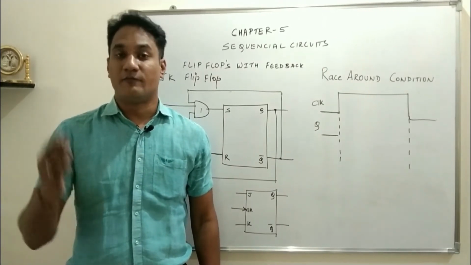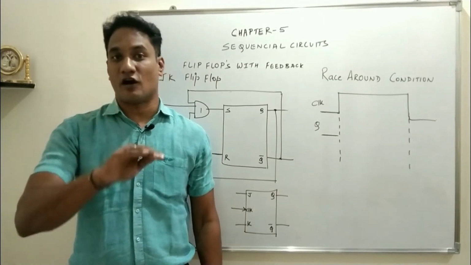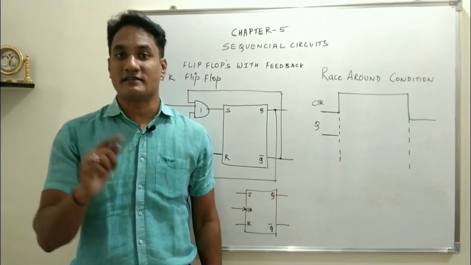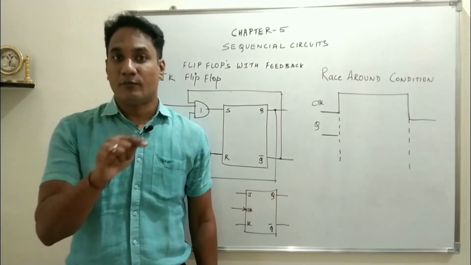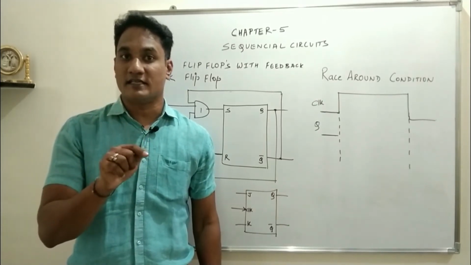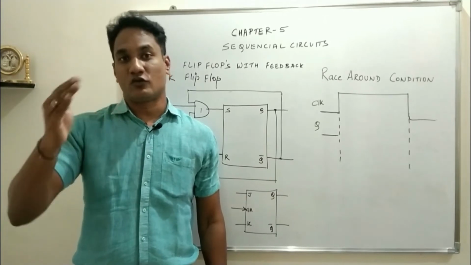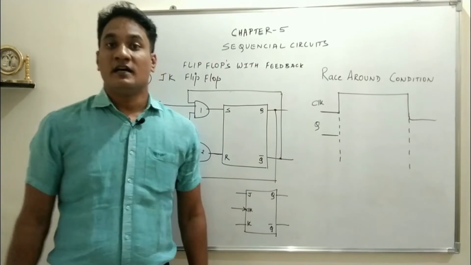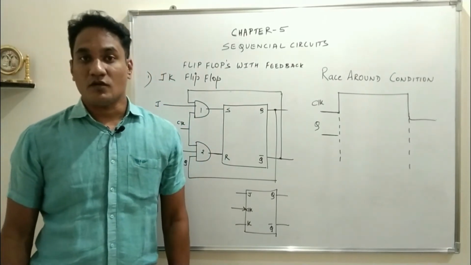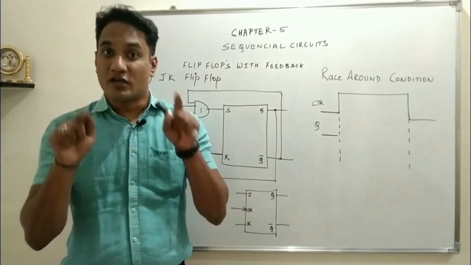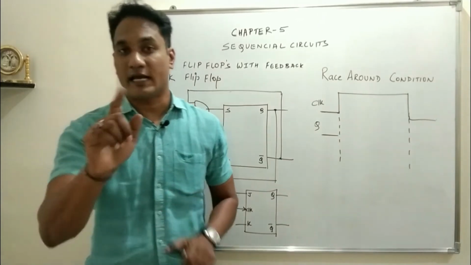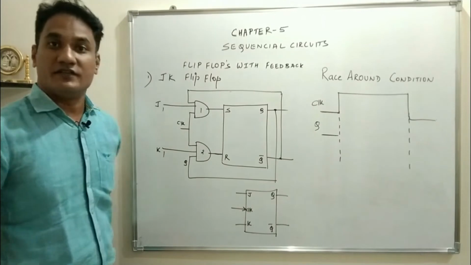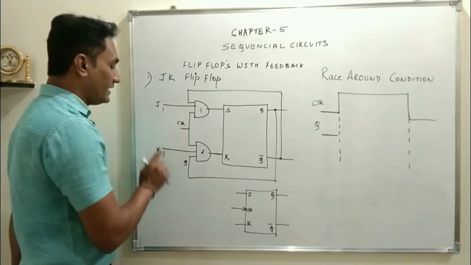That means if previously it is set, when the clock pulse is given, it will reset, or if it is previously reset, when the clock is given, it will set. So if you keep on applying clock pulse, the output will go from set to reset, reset to set, which we call toggling. But there is a disadvantage of JK flip-flop because of this feedback. See what happens, this disadvantage will occur when both J and K are equal to 1.